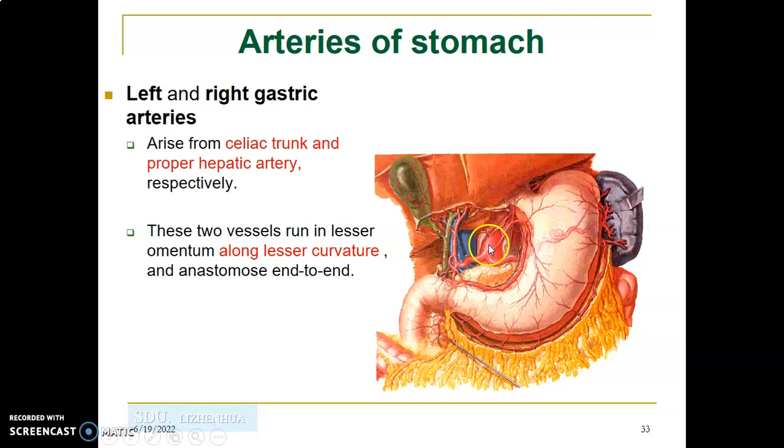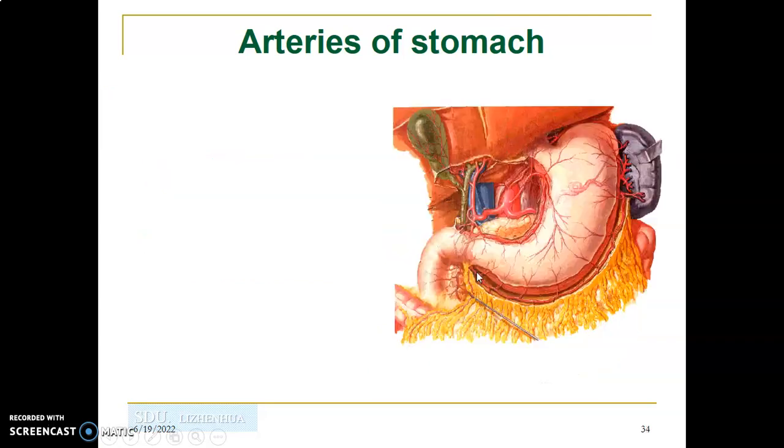Now, the celiac trunk gives three arteries: left gastric, splenic, and common hepatic. Then the common hepatic will give the hepatic proper, which will give the right gastric artery. So left gastric and right gastric supply the lesser curvature. So you need to know the left gastric is from the celiac trunk and the right gastric is from the hepatic proper artery.